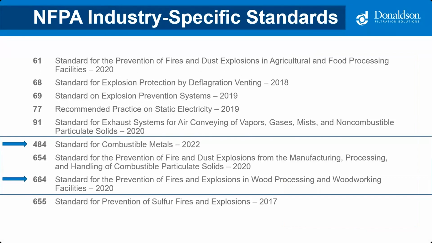Here's that list of all the current industry-specific NFPA standards, a few of which may apply to school wood or weld shops, such as 484, standard for combustible metals, and 664, standard for prevention of fires and explosions in wood processing and woodworking facilities. If the process owner doesn't fall into one of these industry-specific standards, then NFPA 654 applies. Now, trust me, this is a complex, ever-changing topic, which is why we have multiple combustible dust experts at our Donaldson team to help you.